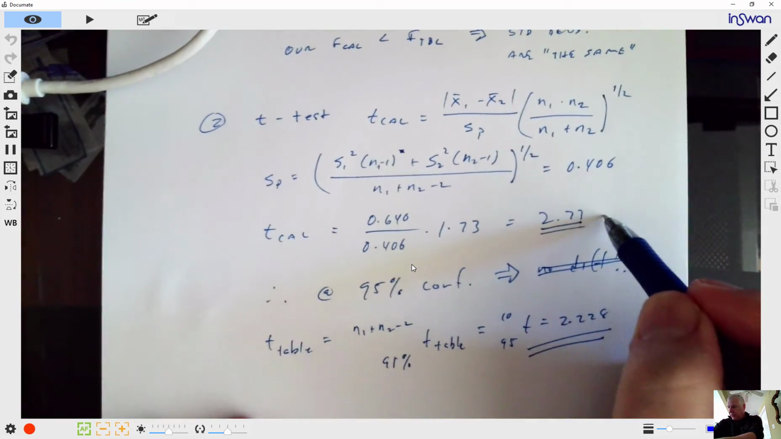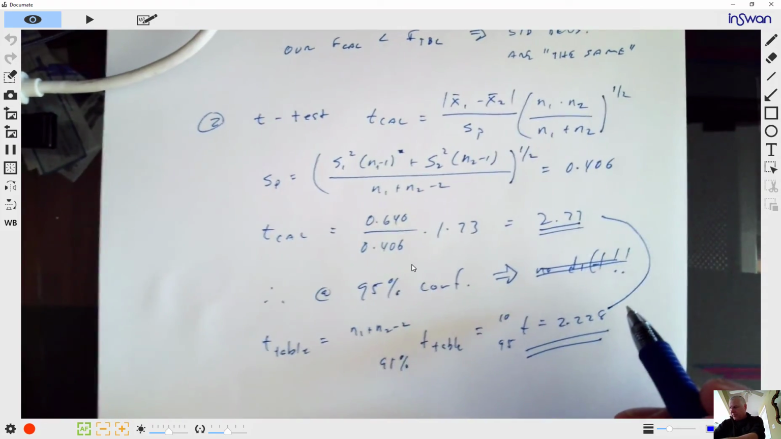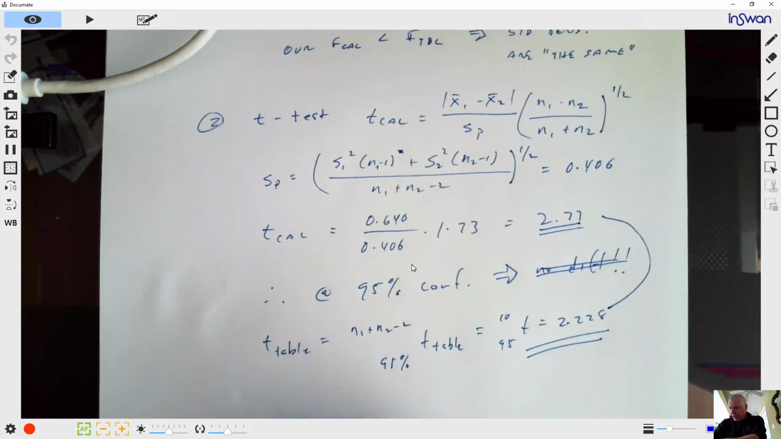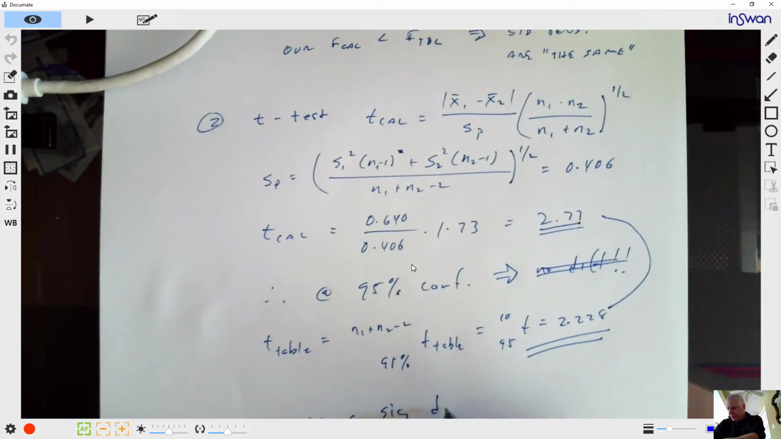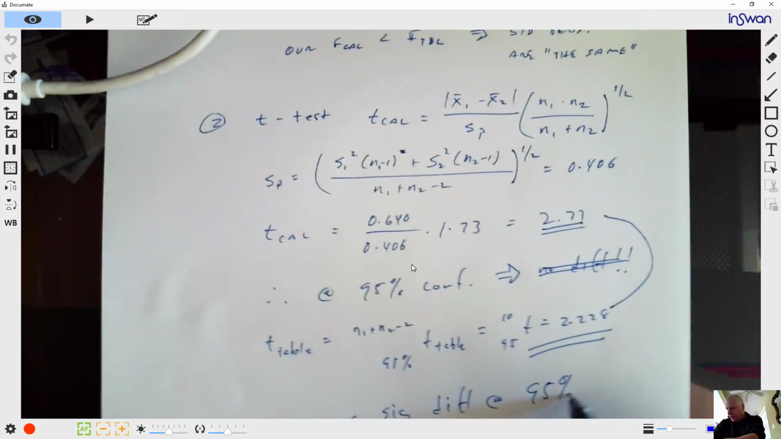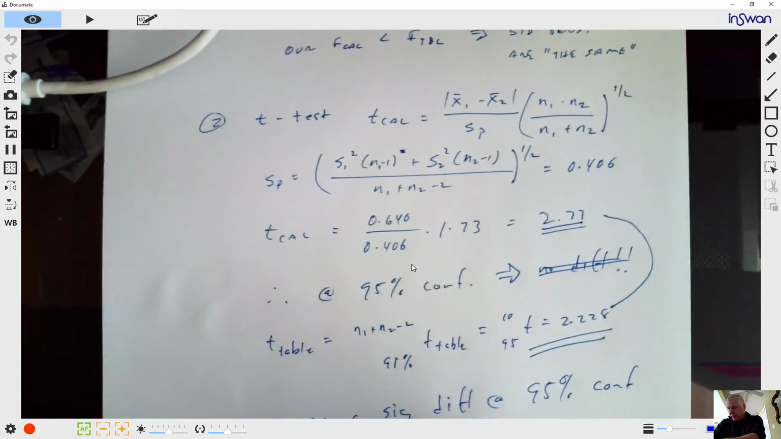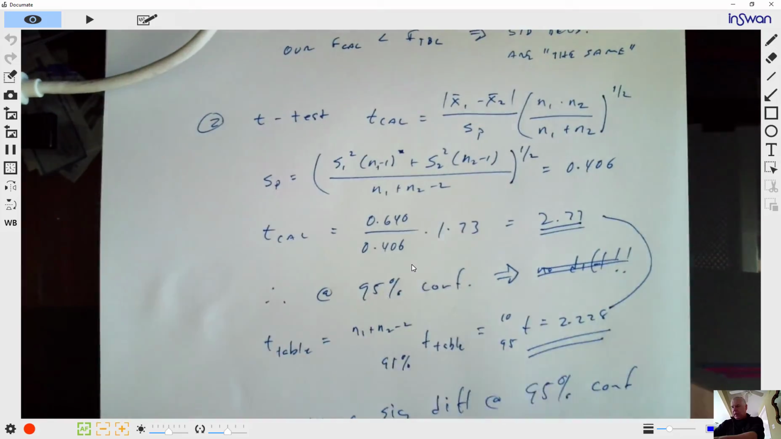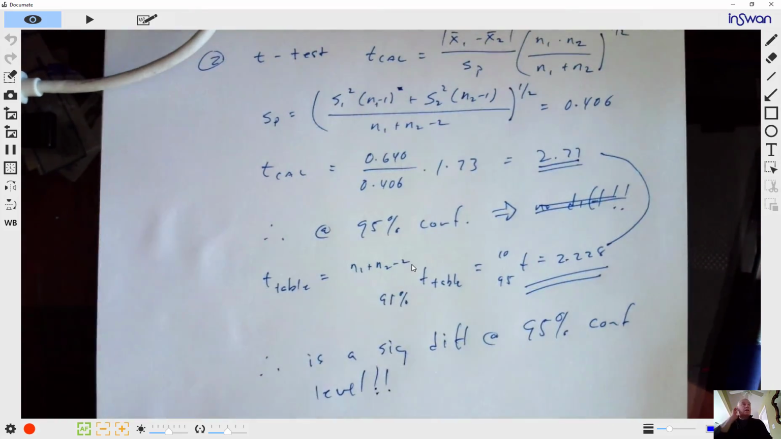The T value difference is 2.77. So therefore, there is a significant difference at the 95% confidence level. And that is the answer to this homework.